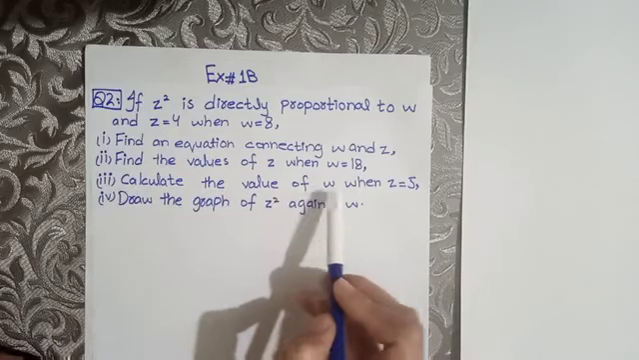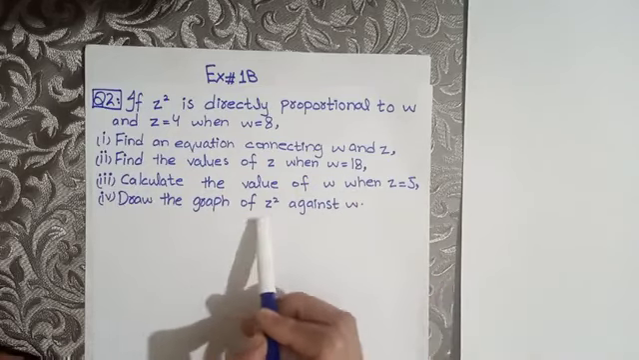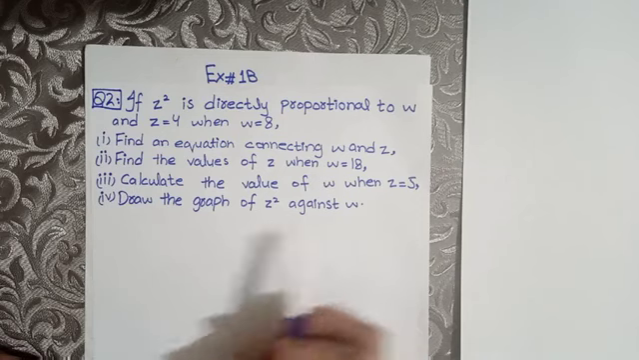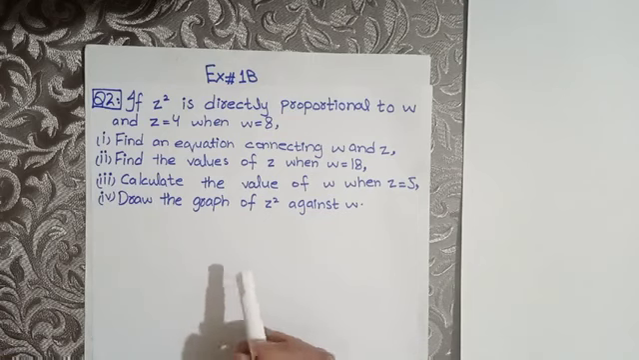Calculate the value of w when z is equal to 5. Draw the graph of z square against w. Now we are going to solve the first part of this question.